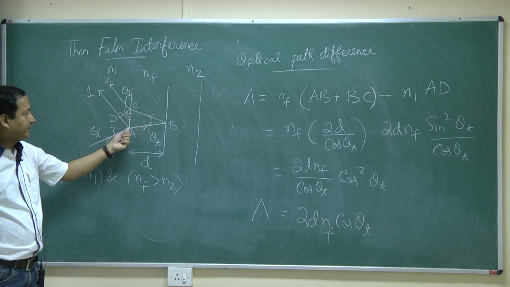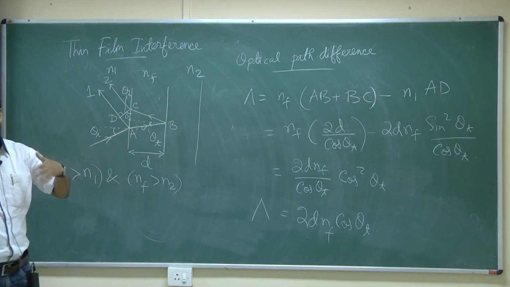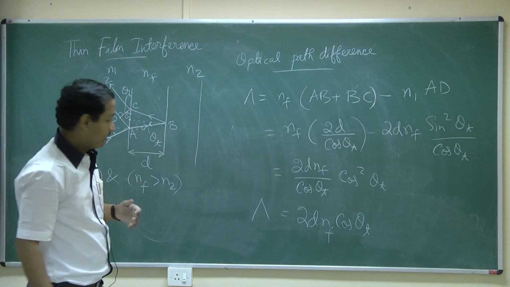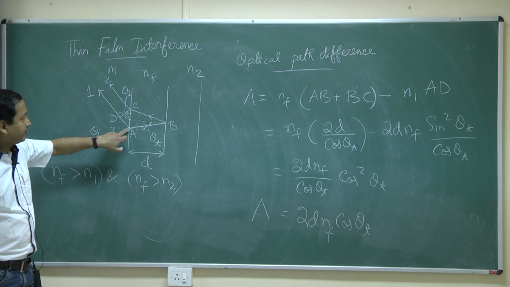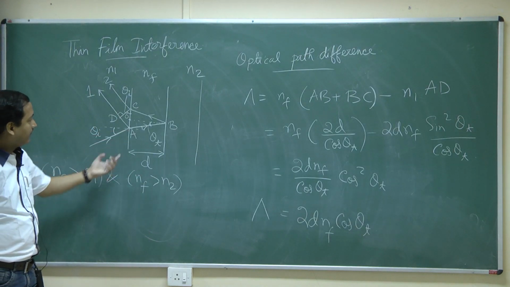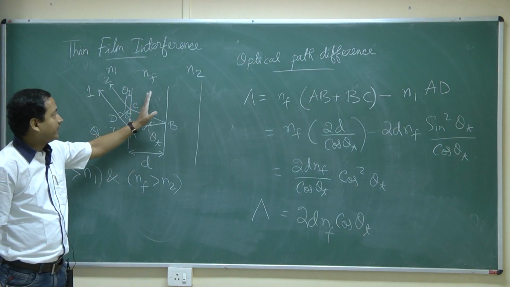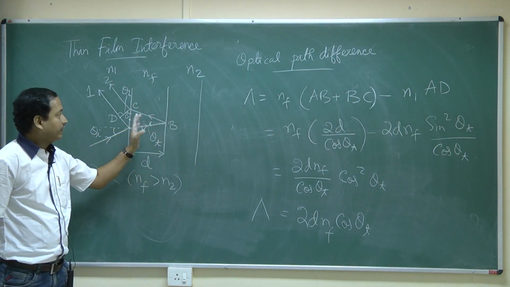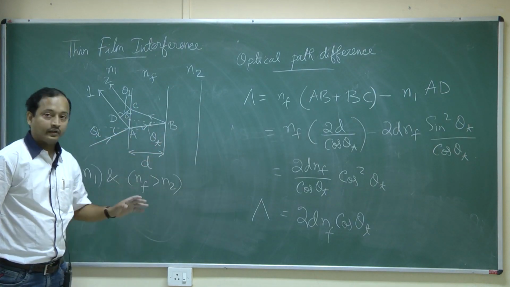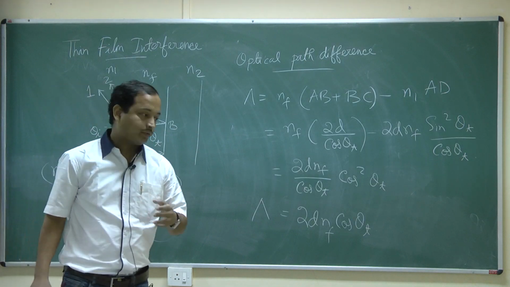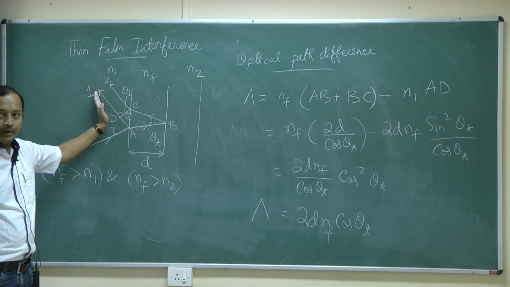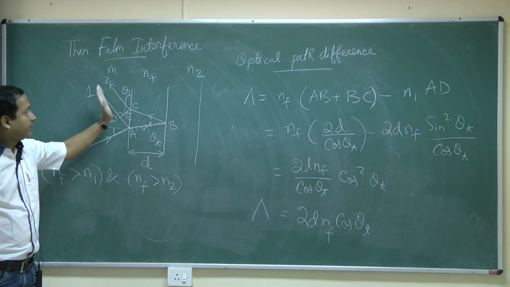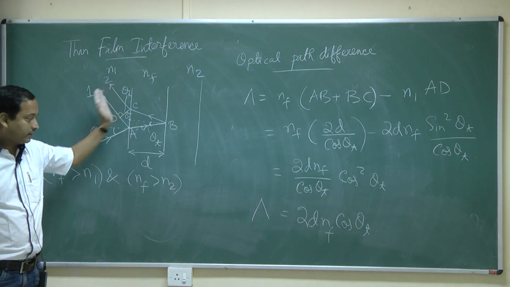So when it gets reflected here, it will have a pi phase difference because of external reflection, an additional pi phase it will pick up in this reflection. Similarly, ray 2, when it gets reflected here, goes from a denser to a rarer medium, so there is no additional pi phase difference for that particular reflection. So ray 1 will pick up an additional phase difference of pi because of this external reflection, while ray 2 would not have any such additional phase difference.